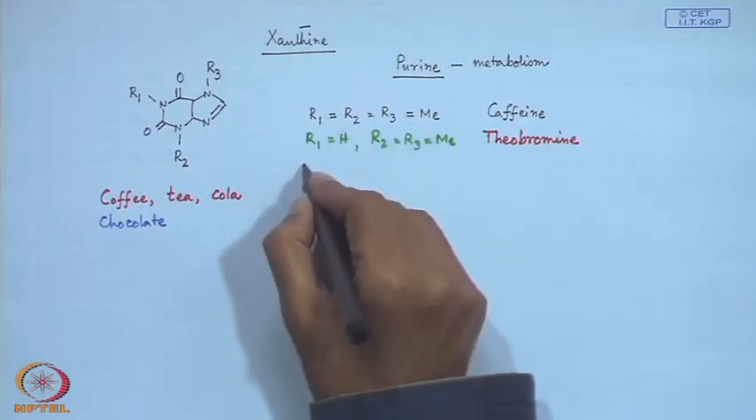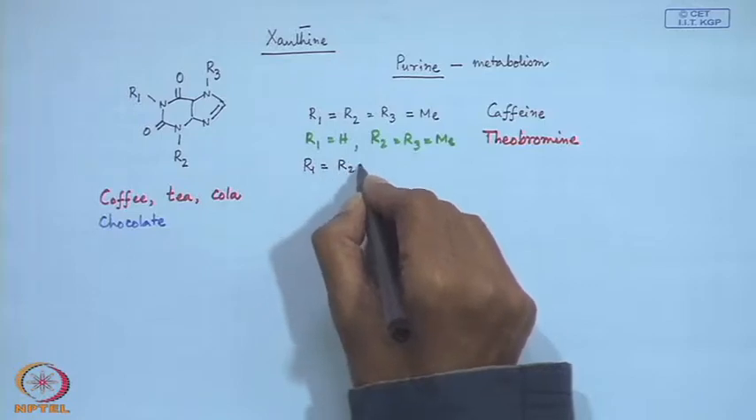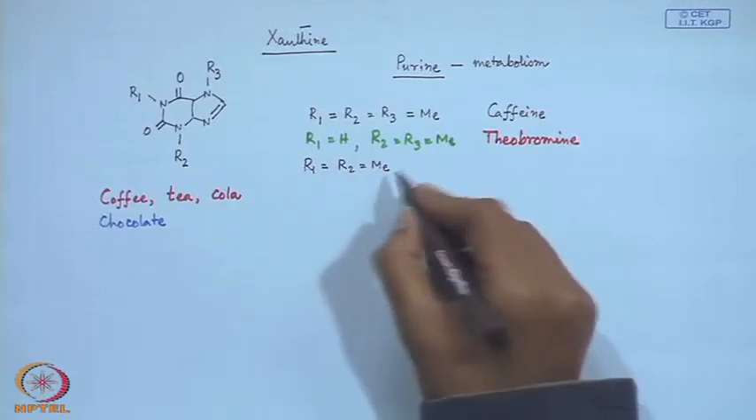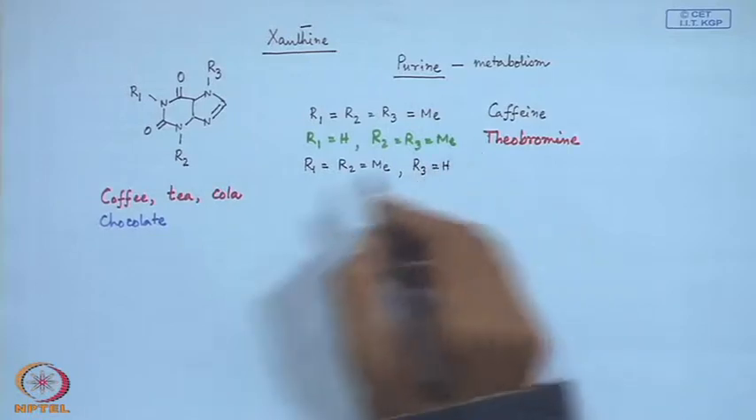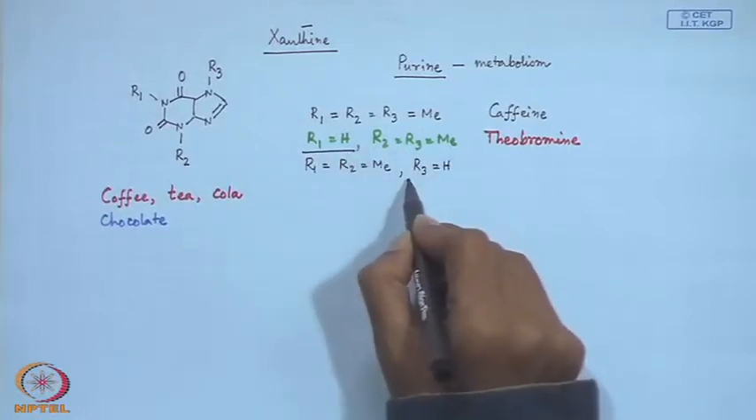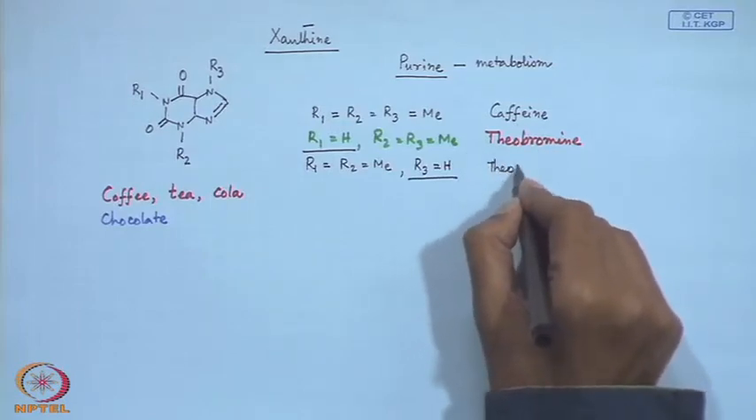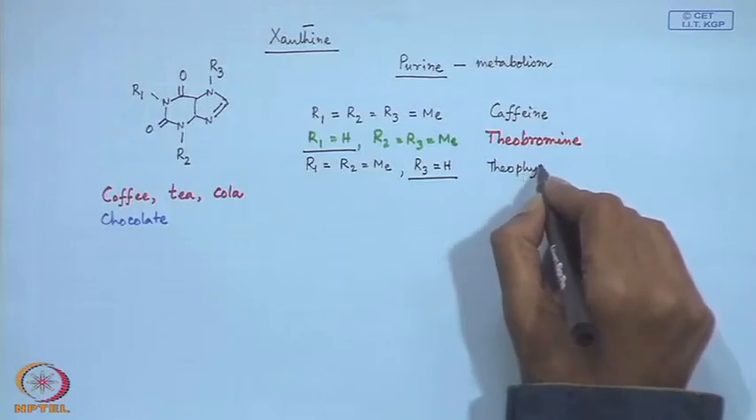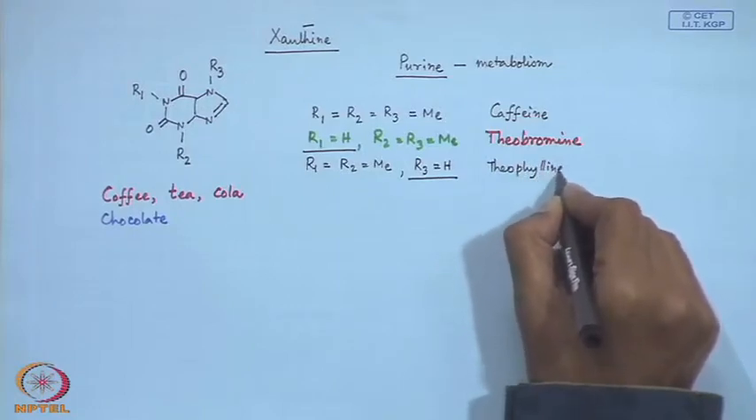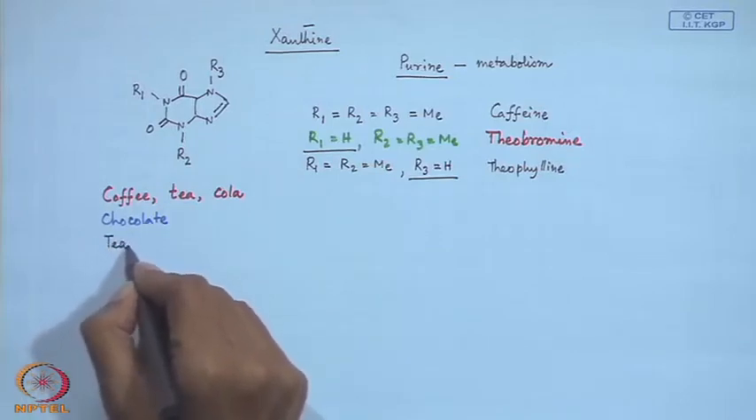And then the other one, that means you keep R1 and R2 as methyl, but you make R3 as H. So, in one case R1 is H, in another case R3 is H, which is theophylline, which has medicinal value also, and which is also present in tea.